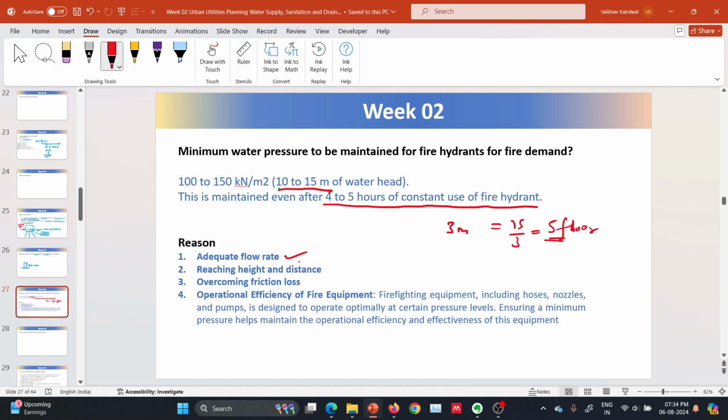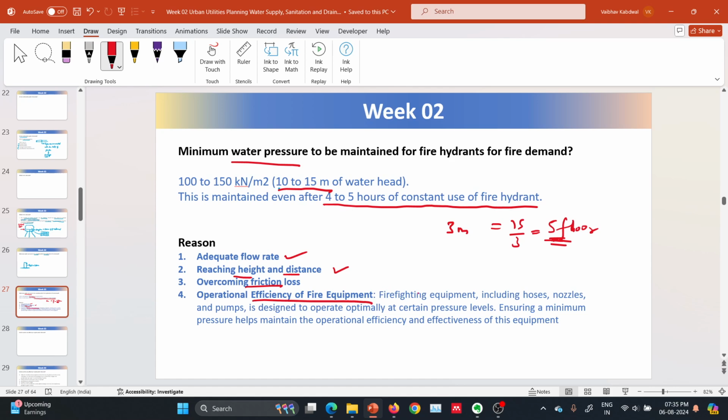For adequate flow rate. For extinguishing the fire, we should have adequate flow rate, for reaching the height and distance, so that at a particular distance and height it should reach, and for overcoming the friction loss. This does not mean it can directly reach the 5th floor. If there is friction loss in the pipes connected to the hydrant, it may not reach the 5th floor. It can reach up to the 4th floor only.